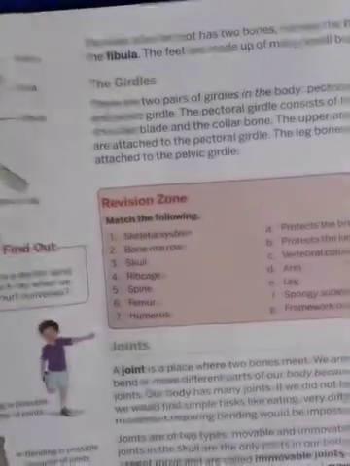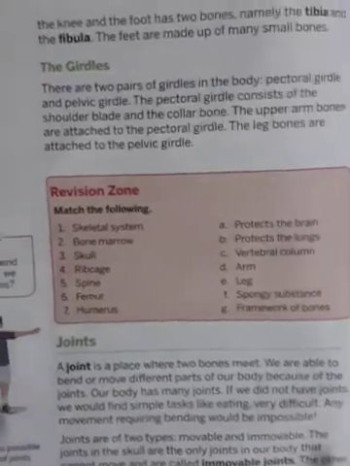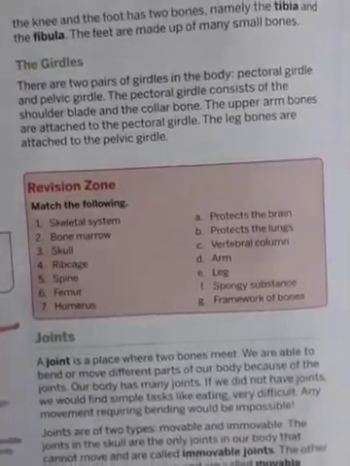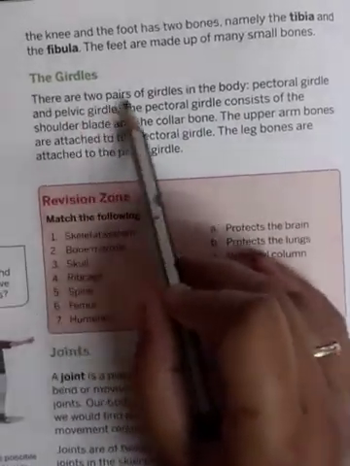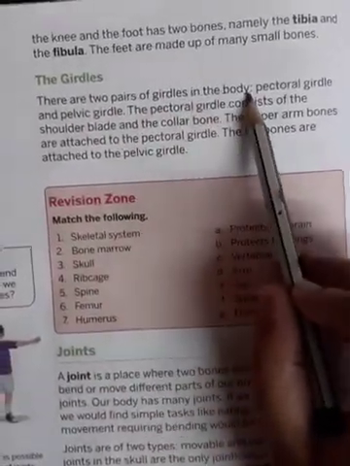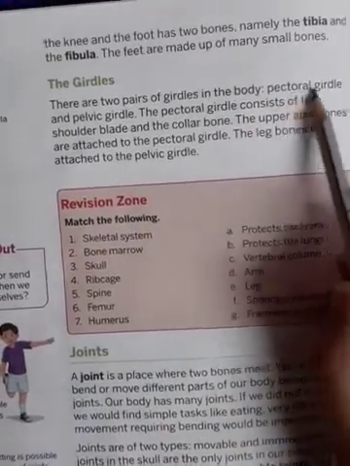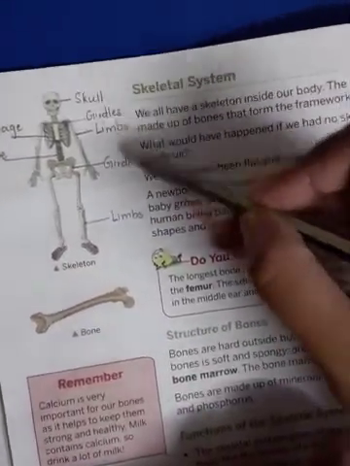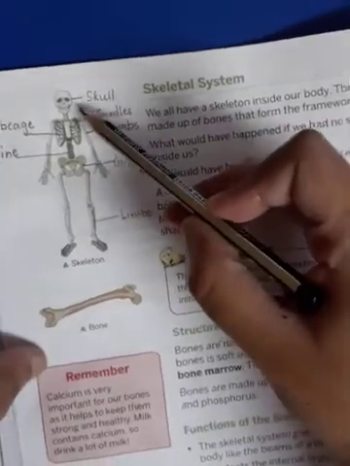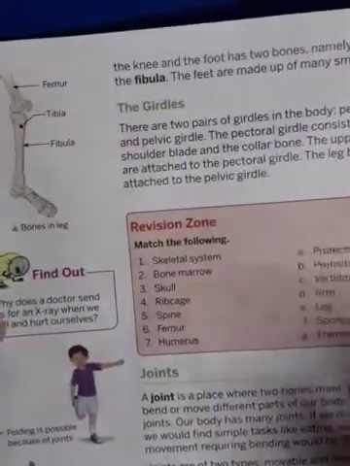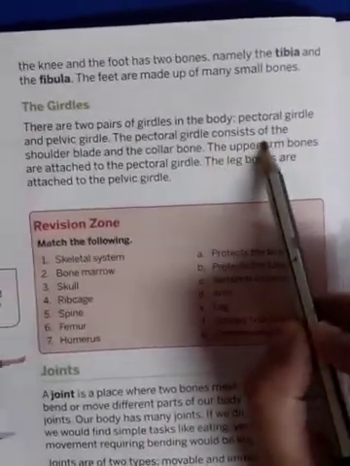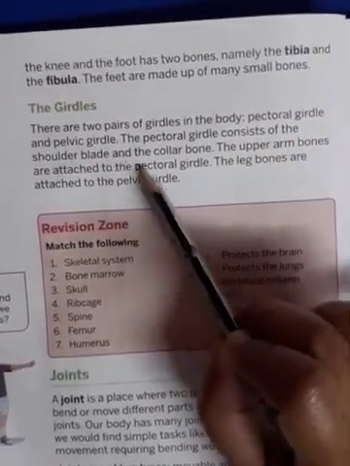Now, let's learn about the girdles. There are two pairs of girdles in the body: pectoral girdle and pelvic girdle. This was explained in this figure also. This is the pectoral girdle and this is the pelvic girdle. The pectoral girdle consists of the shoulder blade and the collarbone.